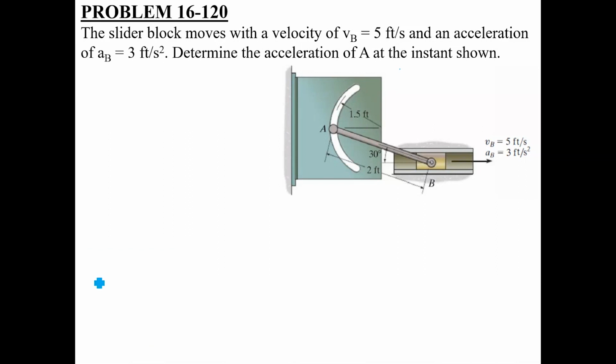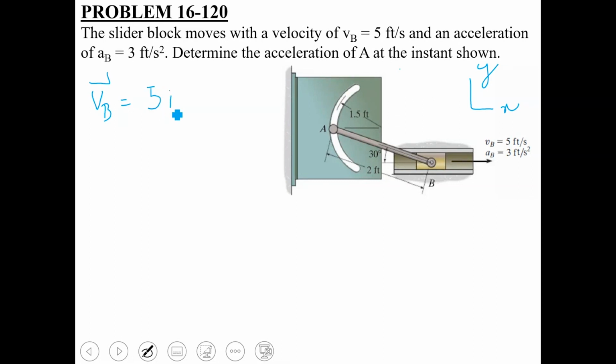In order to perform the velocity analysis first, can you tell me what should be the value of the VB vector? We are using the conventional XY coordinate system. Since the piston is moving towards the right, point B, or piston B, would be moving with a speed of 5 feet per second. That is, the vector form of VB is going to be 5i.